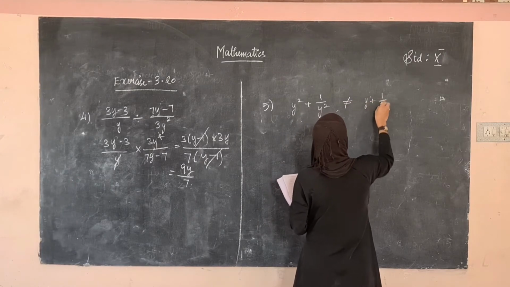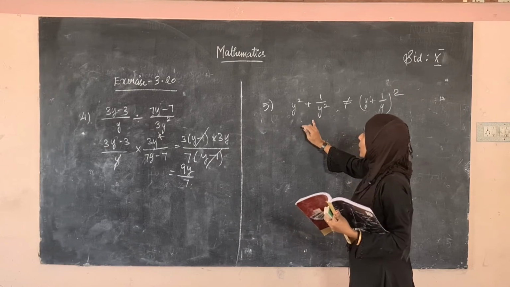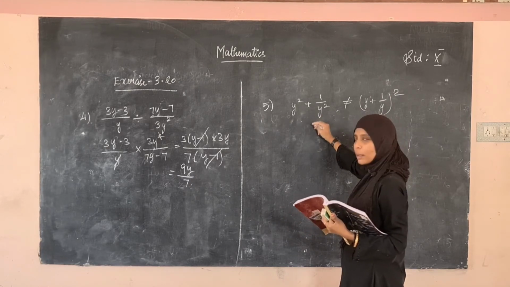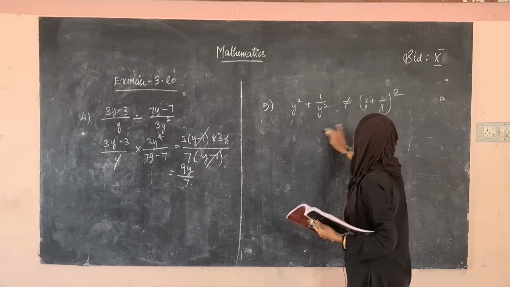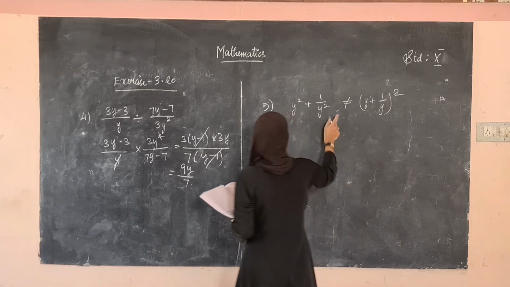y plus 1 divided by y, the whole square. And this can be written as y minus 1 by y the whole square plus 2, and this also can be written as y plus 1 by y the whole square minus 2. So this is not equal to y plus 1 by 2 the whole square. That's again subdivision. So this is the second option.